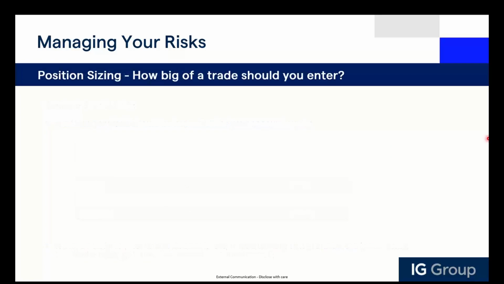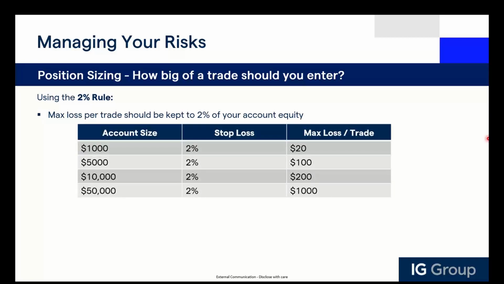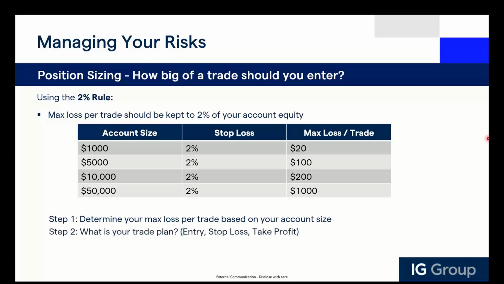Okay. So basically what we want to know using the 2% rule is how big of a trade we should enter. Let's say we want to limit it to 2%, as in the previous example. The first step is we determine the maximum loss that we can actually stomach based on our account size per trade. The second step is we need a trade plan, right? Because when we know the maximum amount of money we are willing to risk for this particular trade, we need to have a plan.